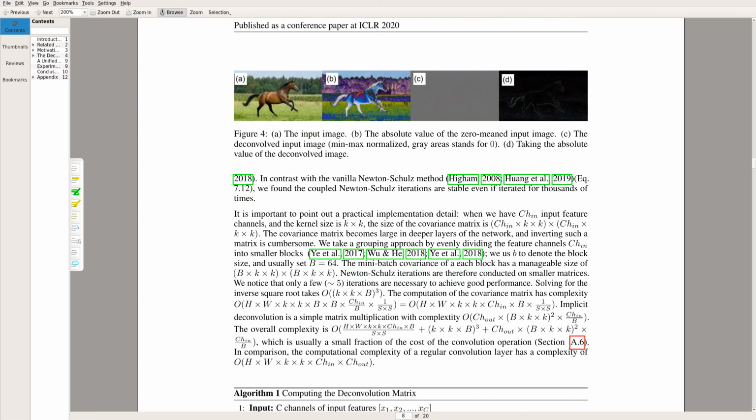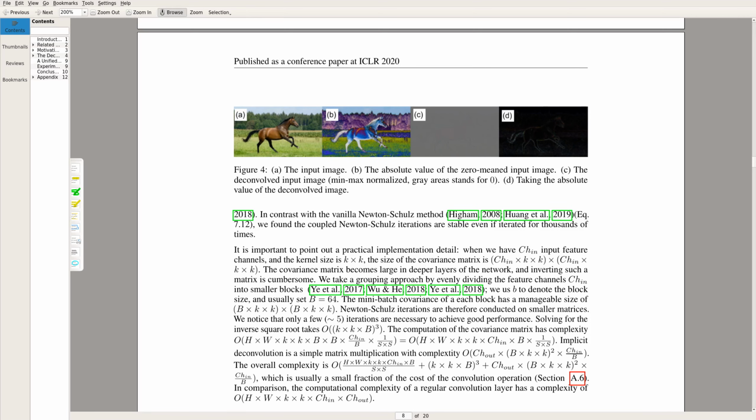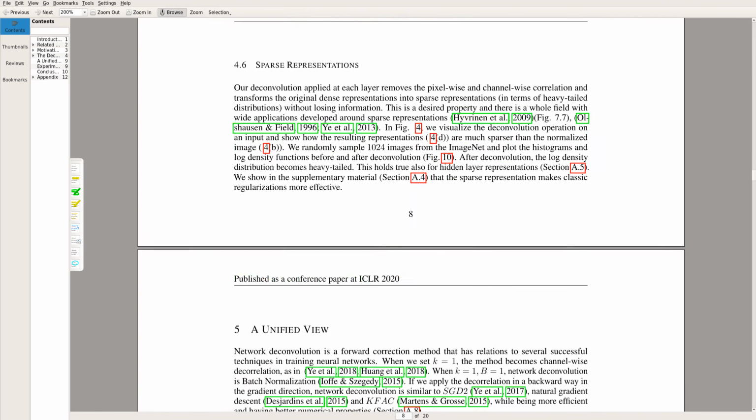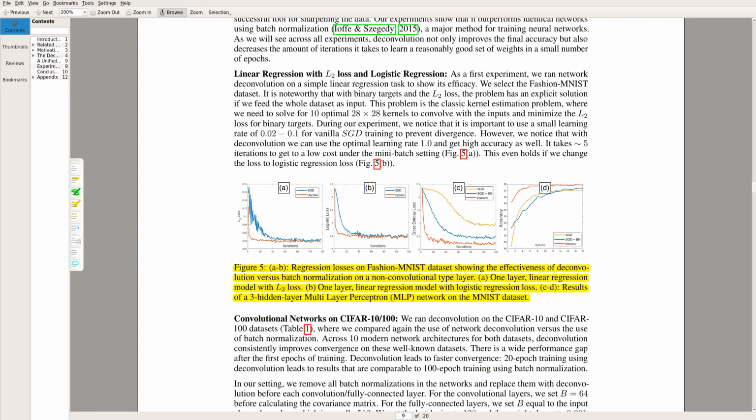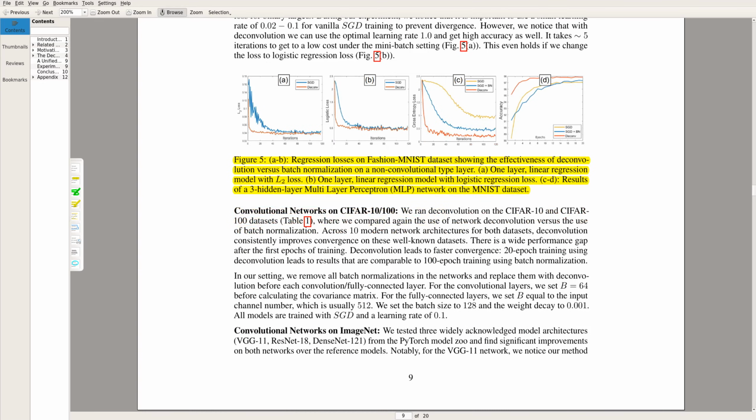Then they have this interesting picture showing how the deconvolution actually looks on the picture of a horse. It's very hard to see, but actually after the deconvolution you will see only edges of the horse, sort of the outline of the horse shape, and that highlights the sparsity of the result.